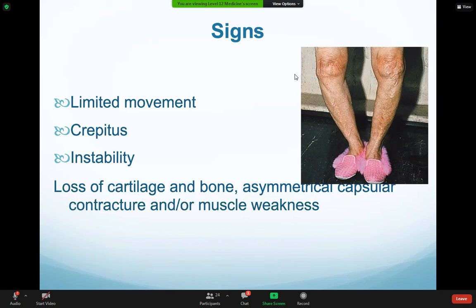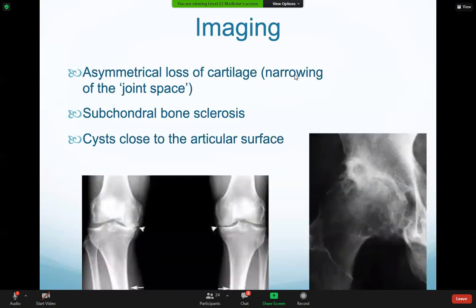So loss of cartilage and bone, and asymmetrical capsular contracture and/or muscle weakness. So moving on to imaging now, X-rays will show asymmetrical loss of cartilage with narrowing of the joint space.